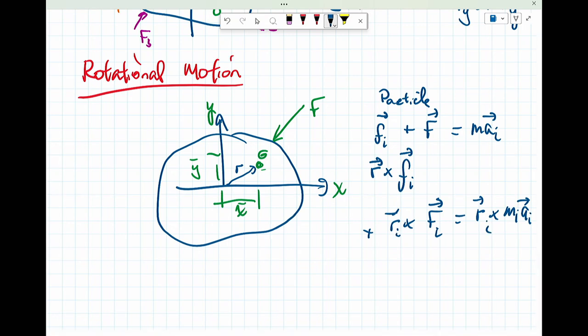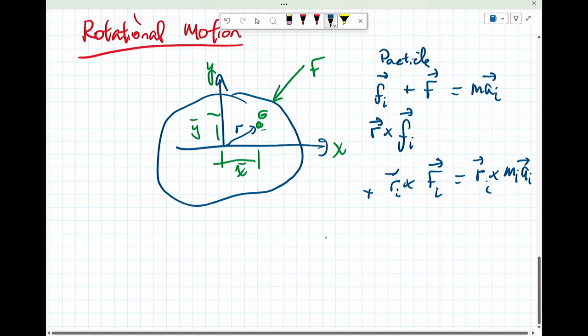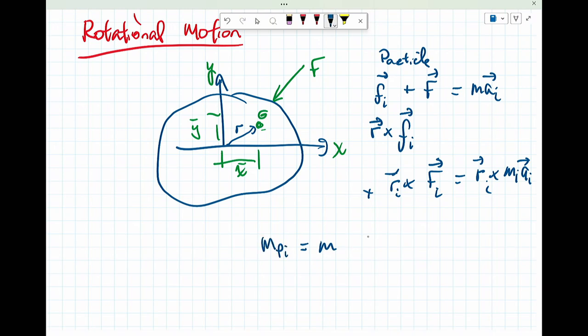And you end up sort of saying that the moments are equal to m_i, r_i, acceleration of p, where p is the point I'm looking at here, plus alpha crossed r_i minus omega squared r_i.